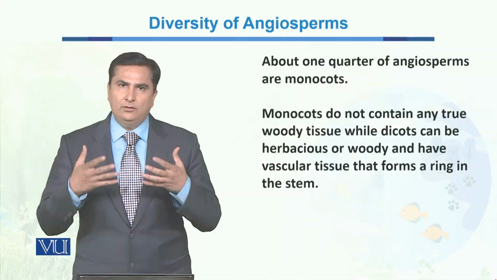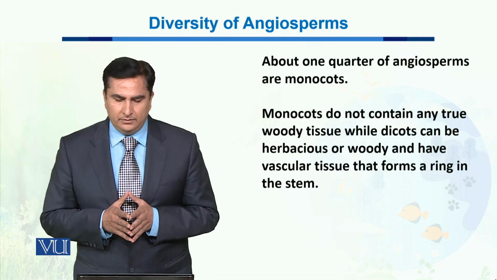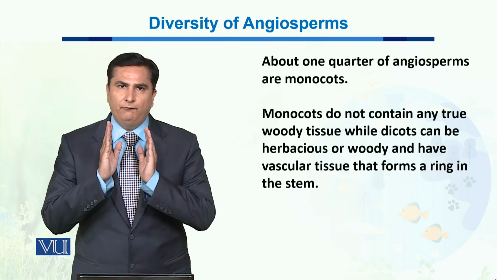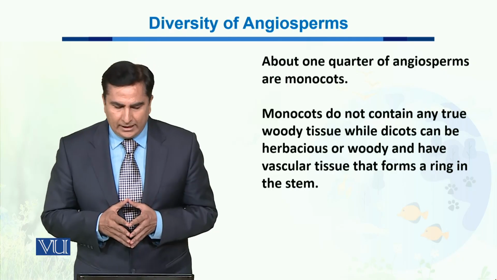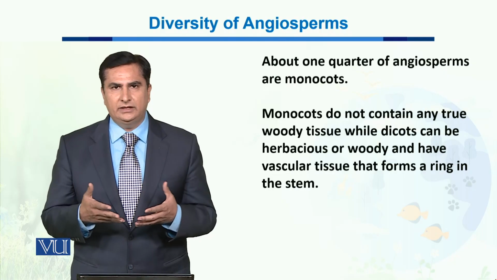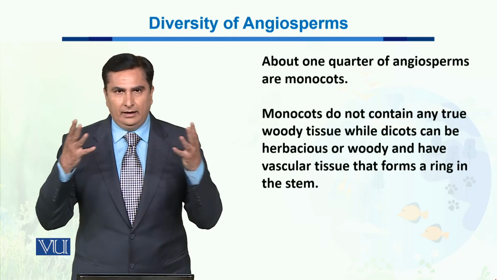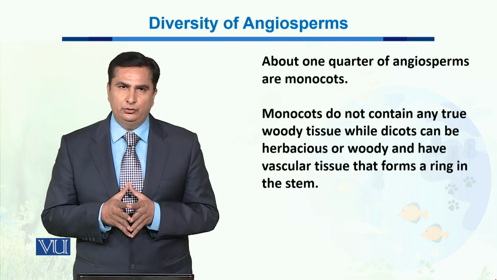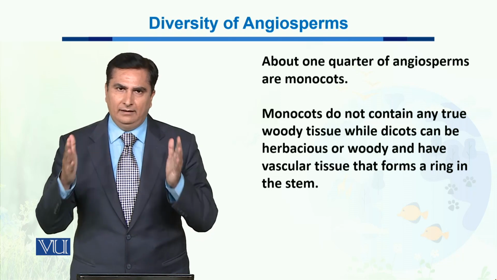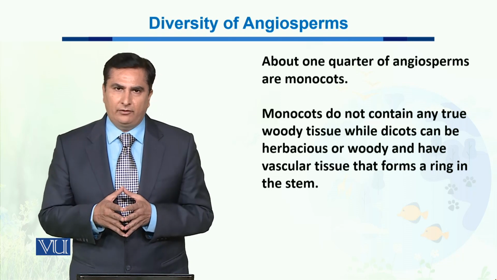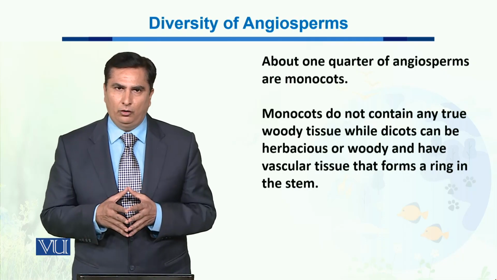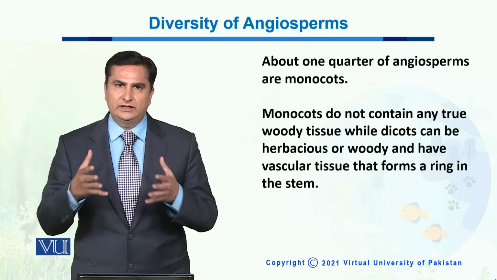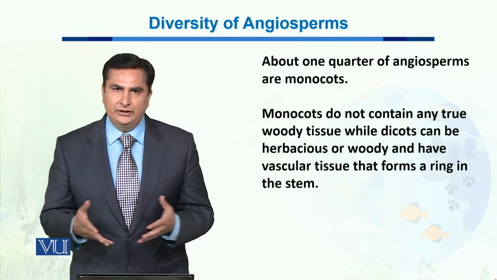Now, about 1/4 of the angiosperms are monocots. They do not contain any woody tissue. Rather, dicots can be herbaceous or they can be woody, big giant trees, and have their vascular tissues that form a unique specific ring as compared to the monocots. So overall, there is a huge diversity which is found within the angiosperms.